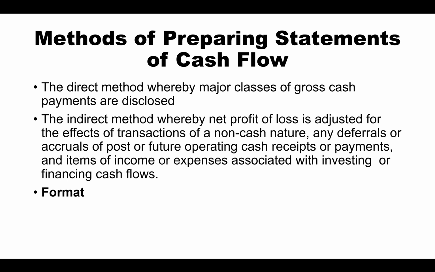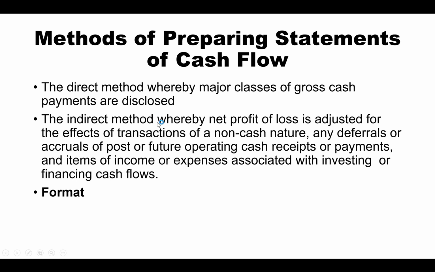whereas the indirect method is whereby the net profit or loss is adjusted for the effects of transactions of a non-cash nature, any deferrals or accruals of past or future operating cash receipts or payments, and items of income or expense associated with investing or financing cash flow. So all these fall under the indirect method. So we have to adjust the net profit and loss.